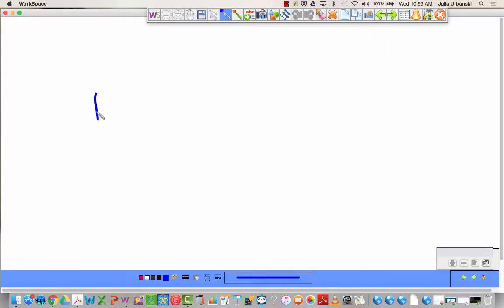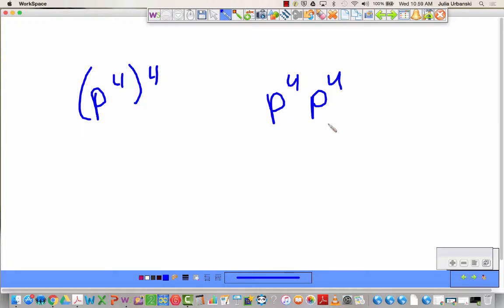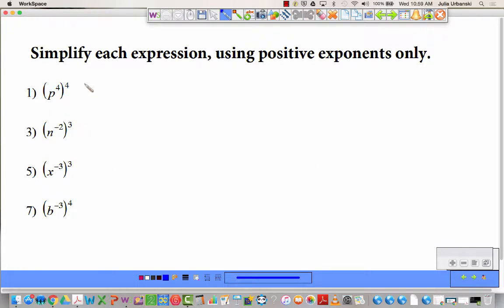Say you have p to the 4th to the 4th, and then say you have p to the 4th times p to the 4th. Which one would be p to the 16th? The left one. That's when you multiply. What would this one become? Even though they both are 4. Okay? That's different. When there's 2 separate ones, you add them together. When there's only one and all the exponents are piled on top of that one letter, that's when you multiply them together. So right here, p to the 4th to the 4th would be p to the 16th.